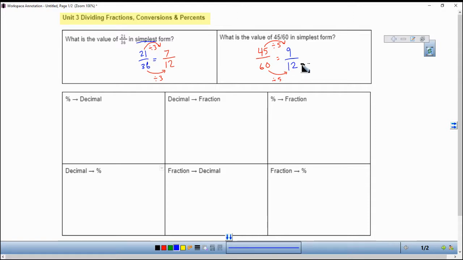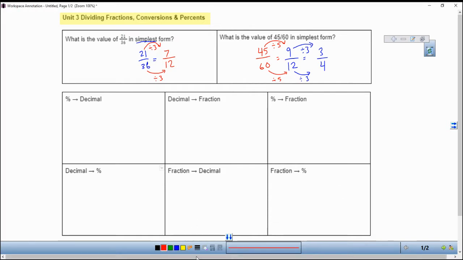Now I got to stop and think for a second because I think there's a number we can divide 9 and 12 by, and that's 3. So I'm going to do that. I'm going to divide them both by 3. So I'm going to keep dividing until I can't divide by a common number, a common factor. 9 divided by 3 is 3. 12 divided by 3 is 4. Now we can't divide 3 and 4 anymore, so we're done. And that's that.